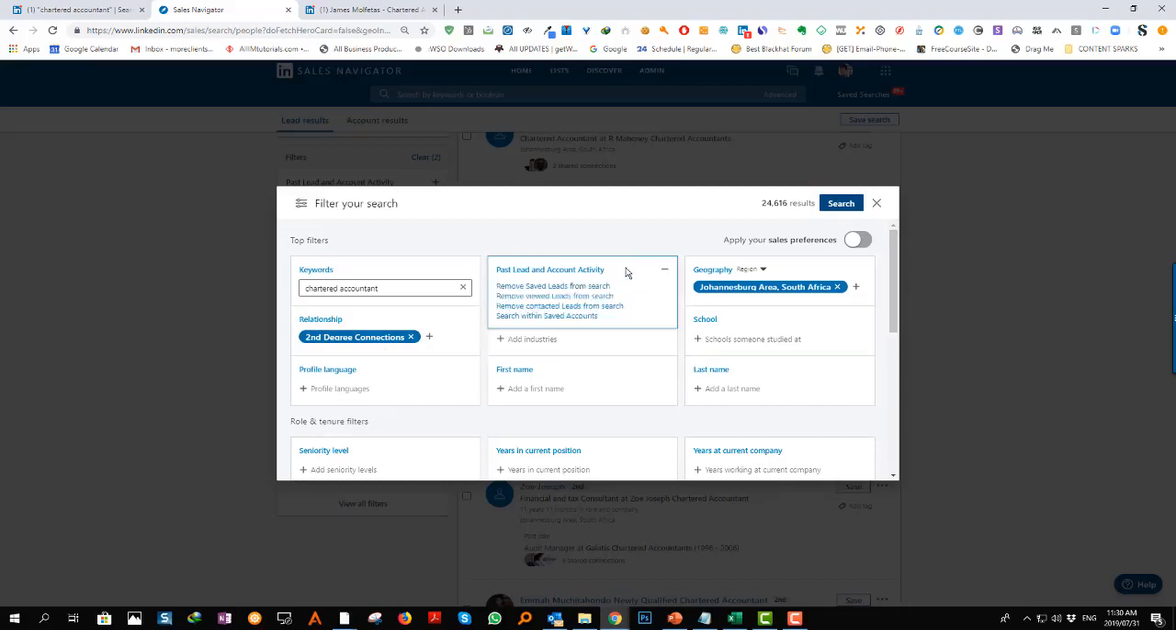So this first one I don't often find particularly useful, but this is if you have done a lot of searches before and you're wanting to exclude stuff that you've done before, then you would use this. Okay, but for most of us this is not particularly important.